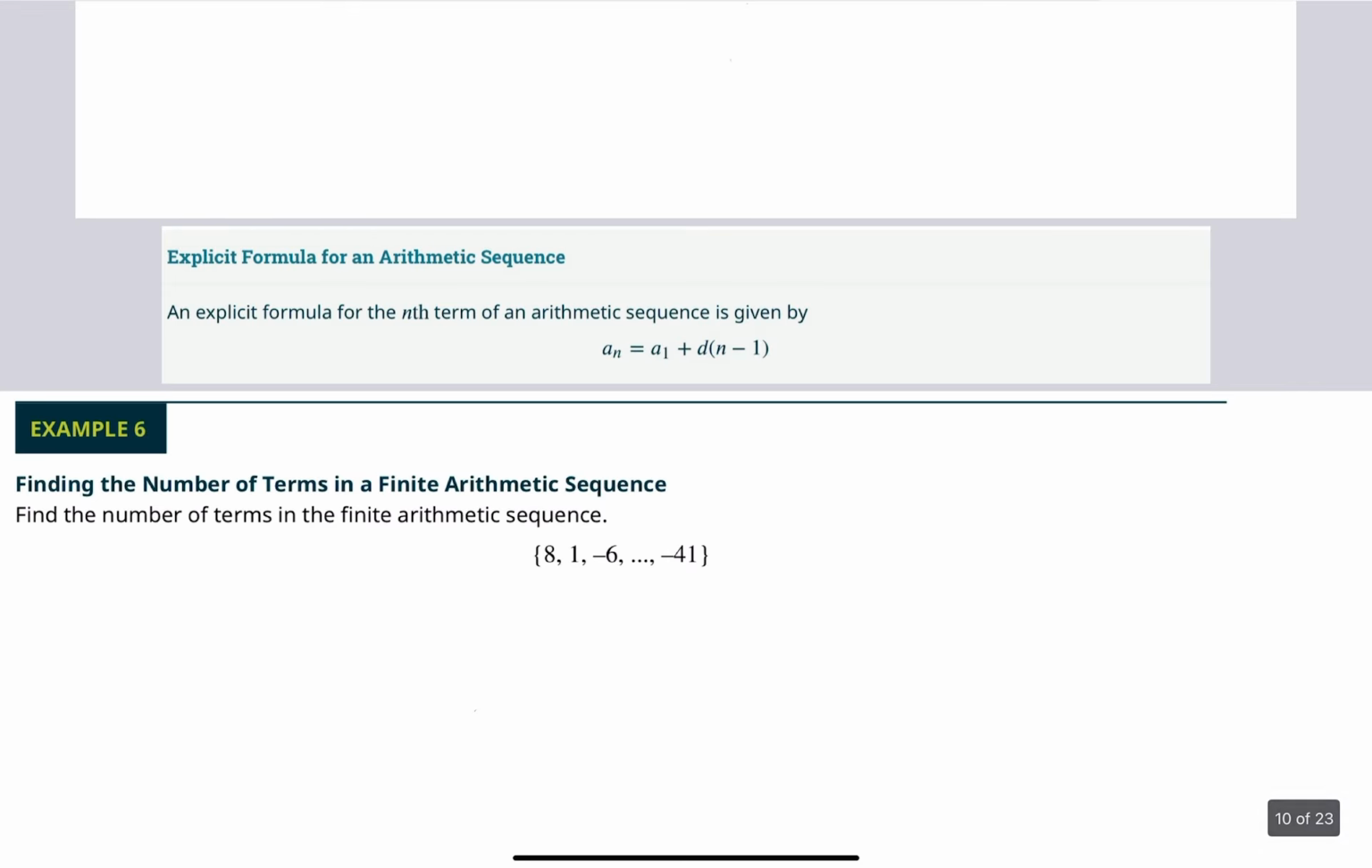Now, an explicit formula for the nth term of an arithmetic sequence is given by the following. Well, we just took this, right? So an equals a1 plus n minus 1 multiplied by d.